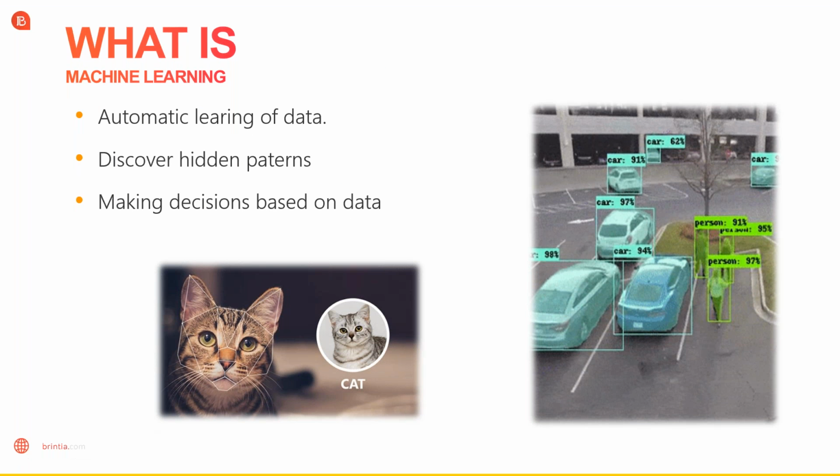But what is machine learning? Machine learning is an analytic method to automatize learning from data, discover hidden patterns, and make decisions based on data.